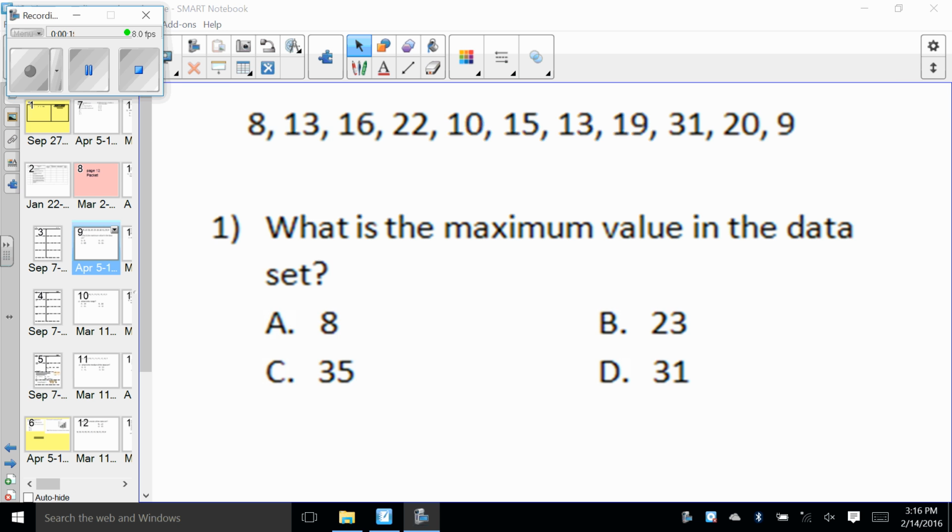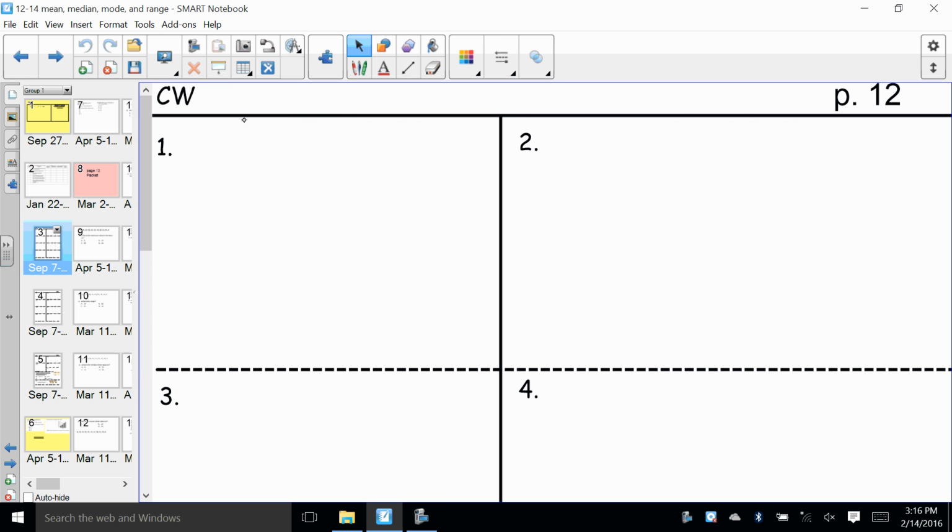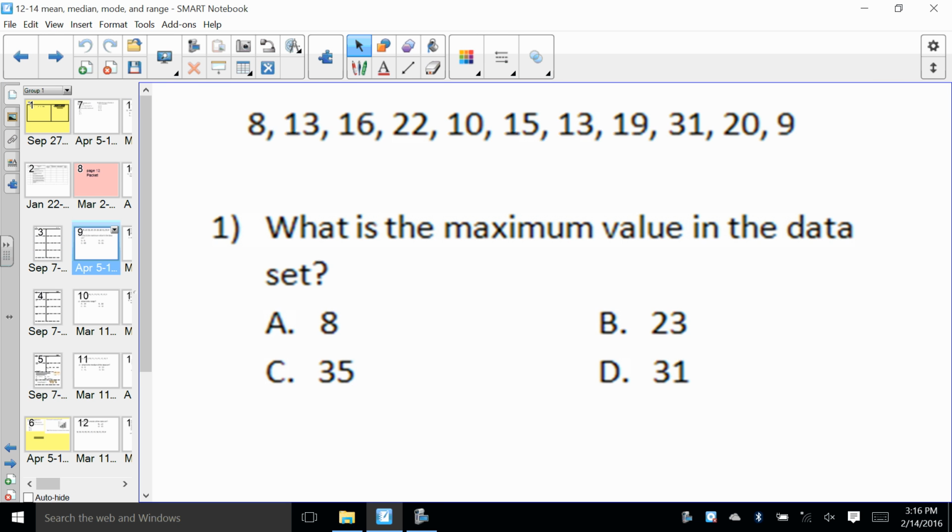So you should be in box number one. So it looks like this, actually. We're going to be in box one on page 12. My screen's going to look a little different than yours because you're going to be needing the information on my screen to figure out what to put in your box. Okay, so here we go.